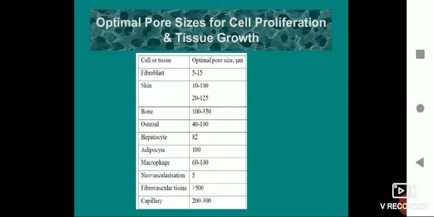So here is a table which gives you the different cells, different tissues and the desired pore size, that is, the optimal pore size that is required for formation of the complete tissue in vitro. So for example, if you want to prepare a skin scaffold for preparation of a skin, the pore size should be 10 to 100 or 20 to 125. Similarly, for a bone, the scaffold with pore size 100 to 350 is best suited. Like that, these are the different pore sizes required.